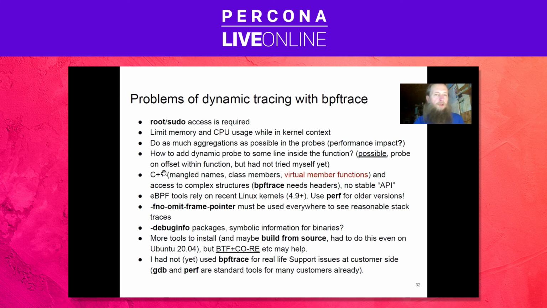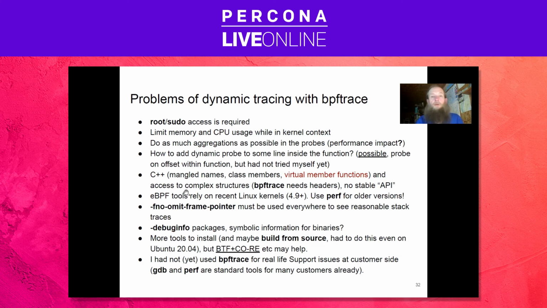Mangled names in C++ are mostly not a problem anymore in newer versions. There I still suspect a problem with virtual member functions in complex class hierarchies. I hit it with perf and I expect it with bpftrace as well. bpftrace, by the way, may not be as good as perf in resolving names in stack traces, even if you provide symbolic information, because it does not parse the ELF binary structure, so it's a bit weaker.